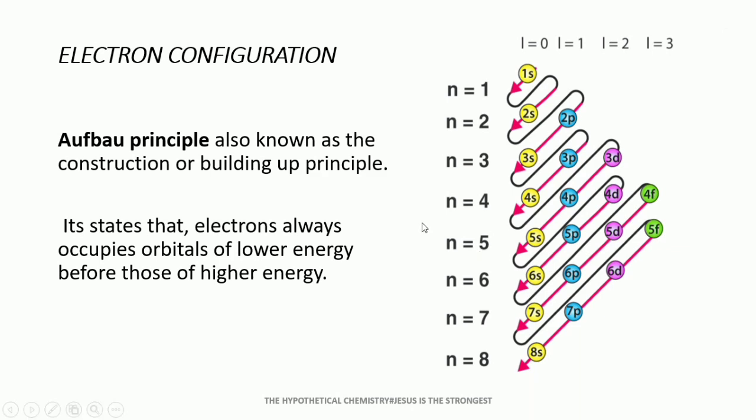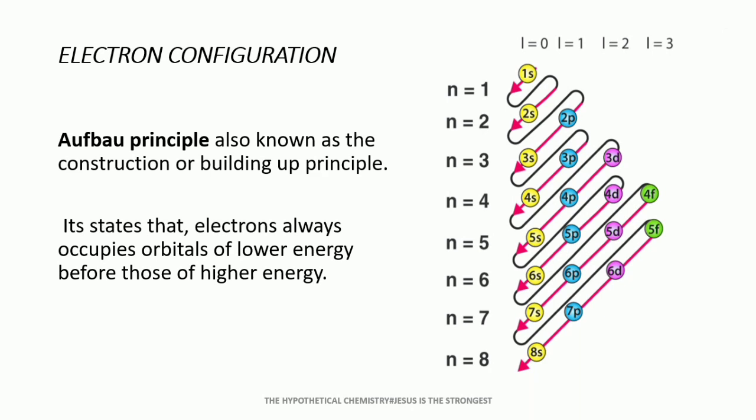So if you don't understand this principal quantum number, angular momentum quantum number, the other types of quantum number, that is the magnetic and the spin quantum number, I would like you to watch my recommended video below this link. This particular video, I have the link below. Watch it and you understand the concept very well.